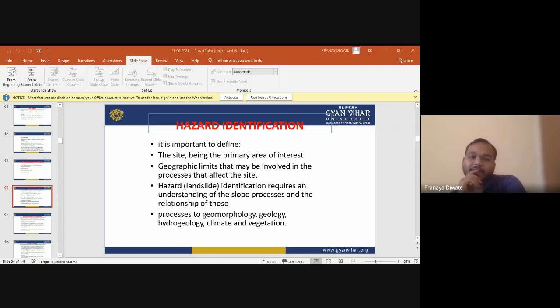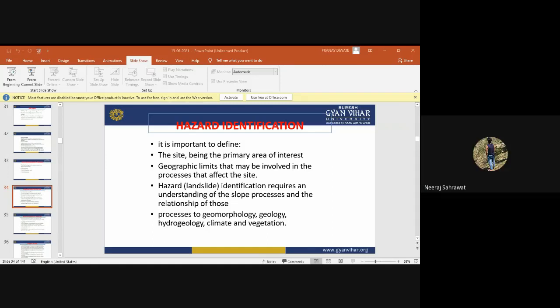Now we can see one paper, a very old paper about the landslide hazard zonation of the Garhwal Himalaya. This is the study area. This is a geological map of the area, which has different types of rock.